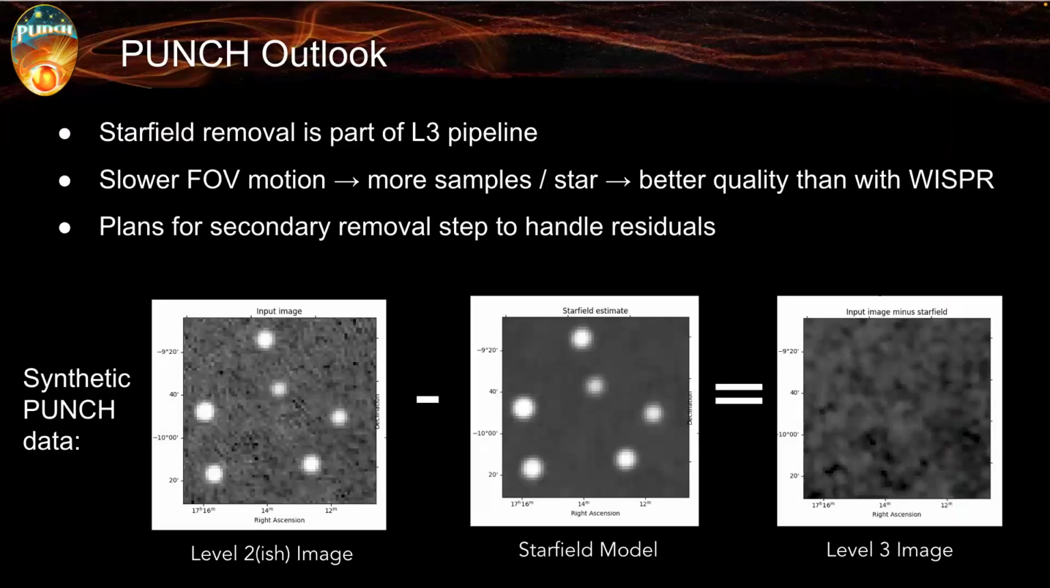PUNCH will be an easier application than WISPR because the field of view moves through the sky much more slowly, so we get a lot more samples of each star. And we have plans for several ways we can try to remove residuals, those little bits that are left from the brightest stars. We have ideas of how to clean that up as well. And this is the same example Marcus had, just showing this working with PUNCH synthetic data as well. So you see the input on the left, the star field estimate in the middle, and on the right is the star-free blackness of space there.